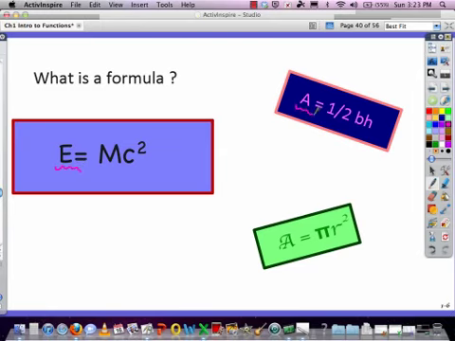Up here, A equals 1/2 base times height. So the area of the triangle is A all by itself. Another, A equals pi r squared, the area of a circle. So each of those have a single variable set equal to everything else in the equation.